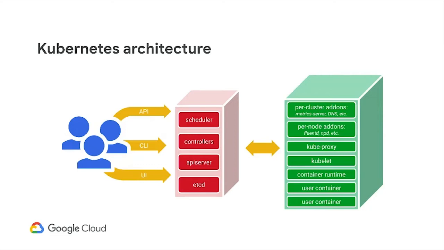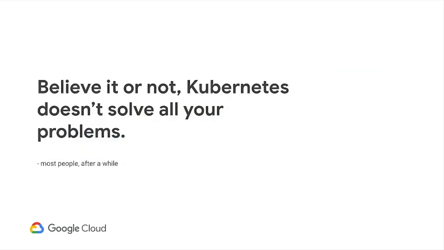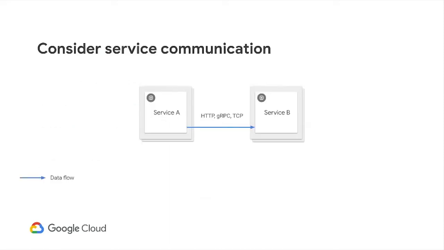Please. Okay. But believe it or not, Kubernetes doesn't solve all your problems. It actually just gives you more problems. So let's take an example, services and communication. And by service here, don't read the capital S. I don't mean a Kubernetes service. Let's say a service, a microservice, an application. You have a service A, it needs to talk to service B. If it's just basic HTTP, gRPC, TCP communication, it's great.